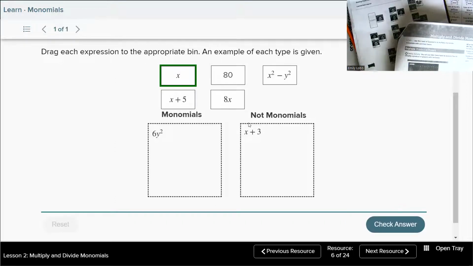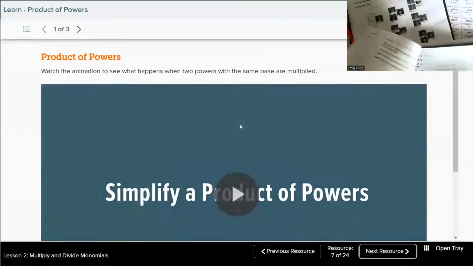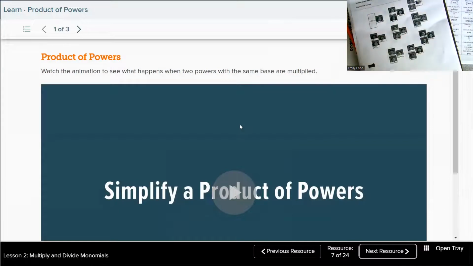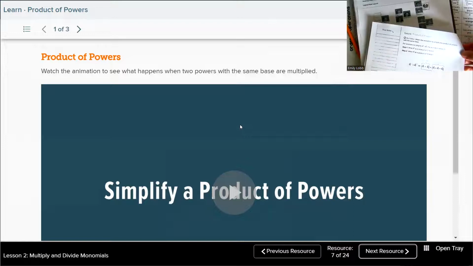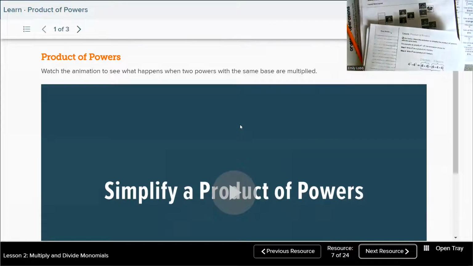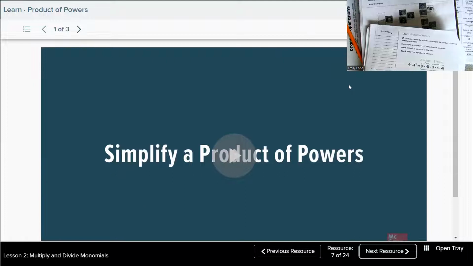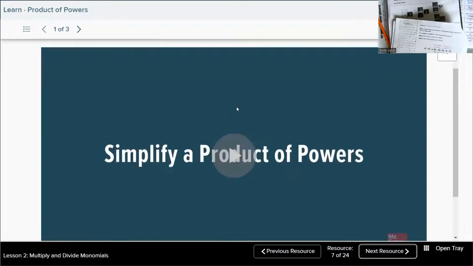Okay, here we go. Page 14. We are going to learn product of powers. So we're going to watch this animation to see what happens when two powers with the same base are multiplied. That part's important, right? They have to have the same base. Product, multiplication, product. So we're going to watch how we would simplify a product of powers.